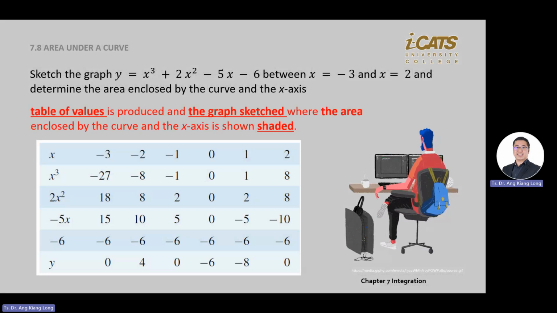This is a slower method. But what is important is the first line and the last line. Copy the first line and the last line. So later in your quiz, show me x -3, -2, -1, 0, 1, 2. Then show me what is your y value. Your y value is 0, 4, 0, -6, -8, 0.